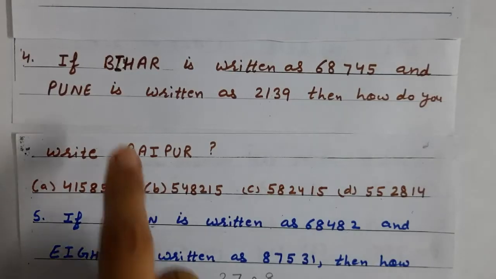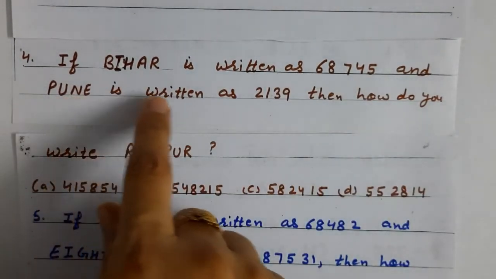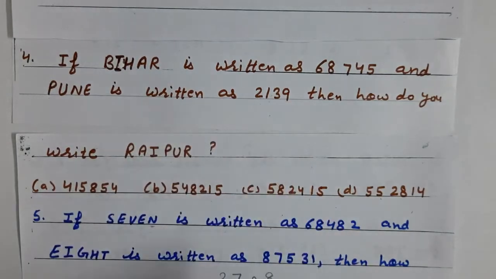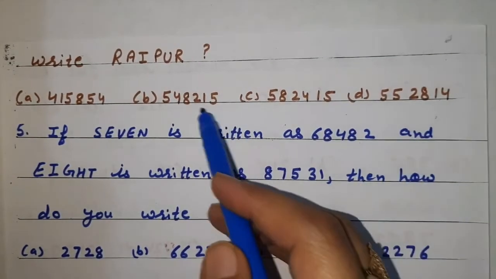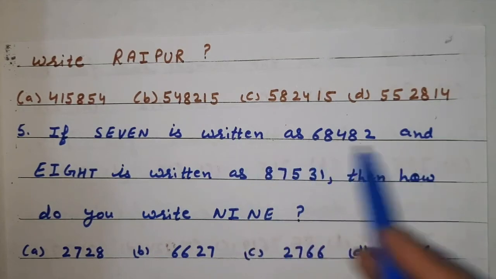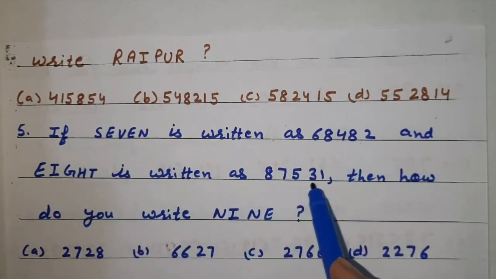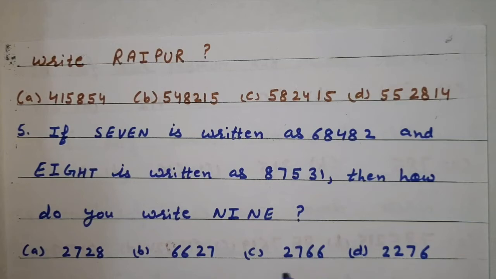Now question number 4. If Bihar is written as 68745 and Pune is written as 2139, then how do you write Raipur? 4 options are given. Choose the correct option. Question number 5. If 7 is written as 68482 and 8 is written as 87531, then how do you write 9? Option A, B, C and D. 4 options are there and you have to tick the correct option.